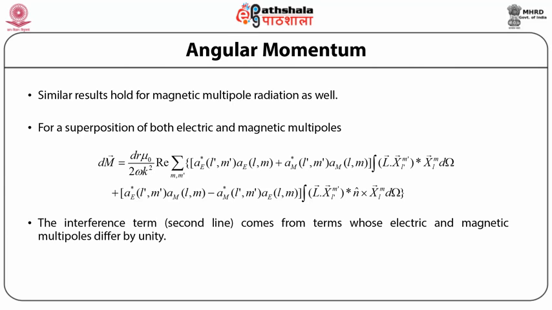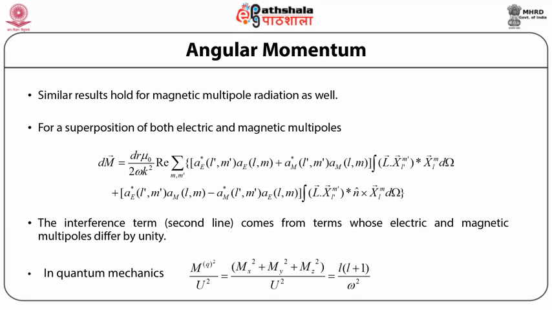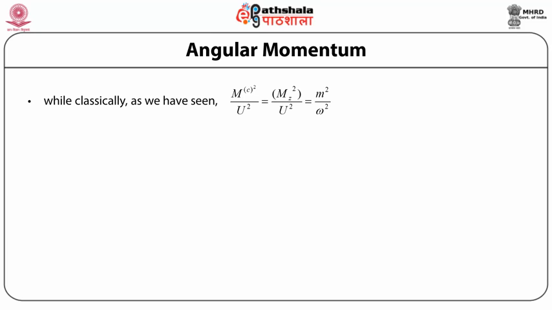The interference term comes from terms whose electric and magnetic multipole differ by unity. In quantum mechanics, ⟨m_q²⟩/u² = (m_x² + m_y² + m_z²)/u² = L(L+1)/ω², while classically, as we have seen, ⟨m_x²⟩/u² = ⟨m_y²⟩/u² = m²/ω².